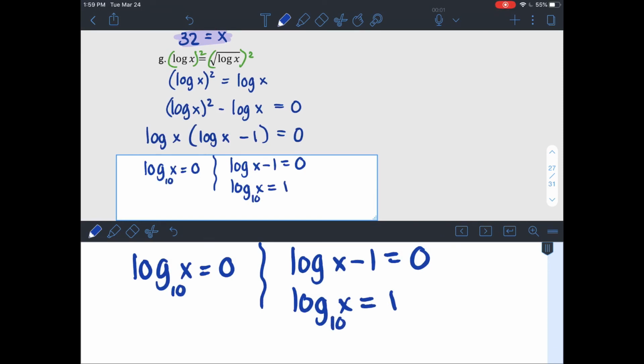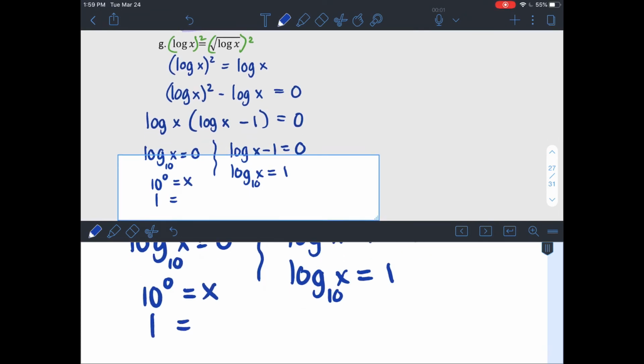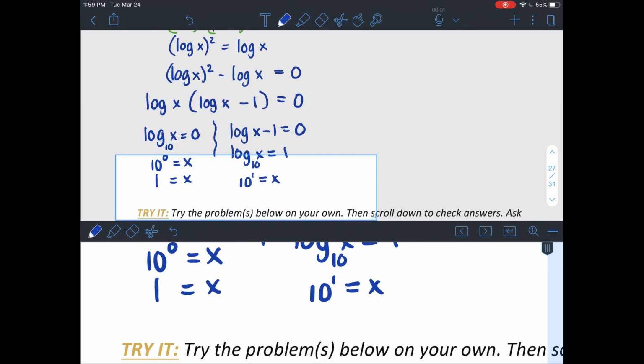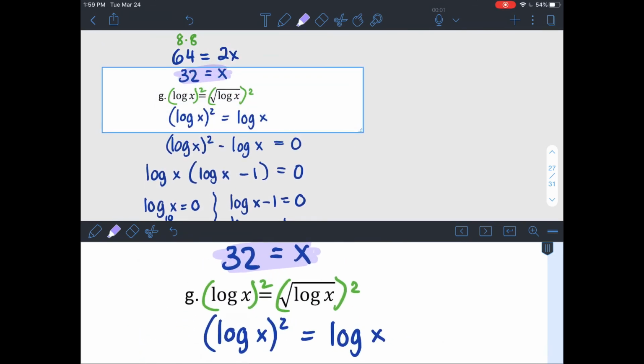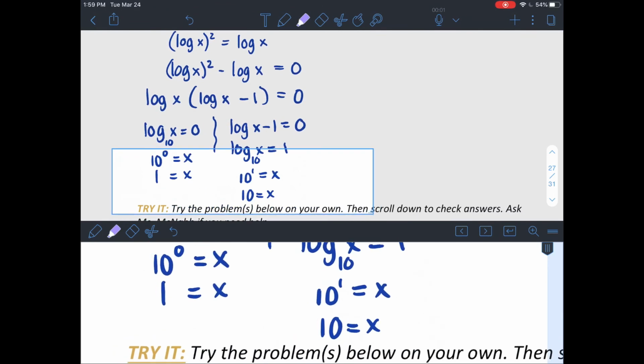Those are both base 10, so let's rewrite them in exponential form. First one, 10 to the 0 equals x, so x equals 1. Second one, 10 to the first equals x, so x equals 10. So two solutions, it looks like. If you check them in the original, they both should work. So two solutions on that one.